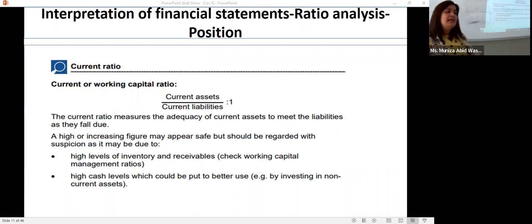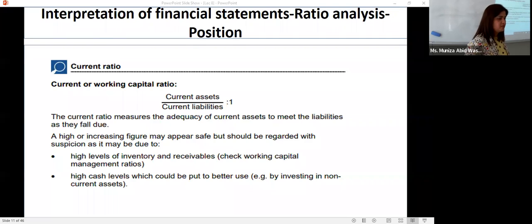So current ratio, current assets to current liabilities, organizations must have at least 1.2 current ratio to ensure security, to ensure safety, so that whenever its short-term debts fall due, it can pay them without any difficulty. If it's more than 1.2, even then it's not good. If it is less than 1, even then it is not good.